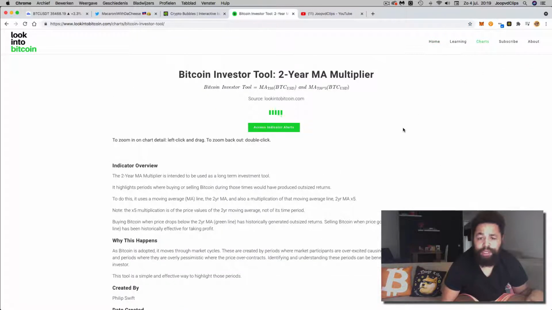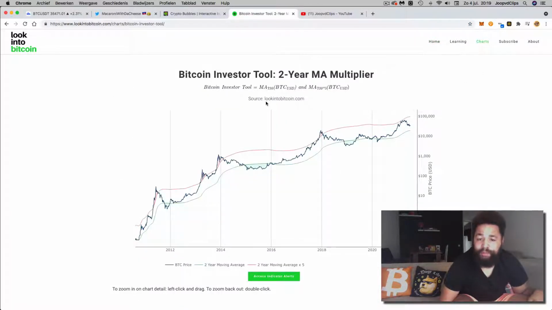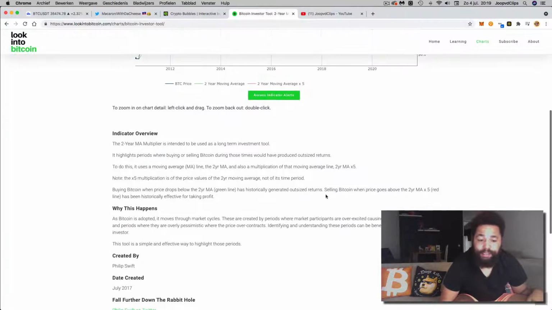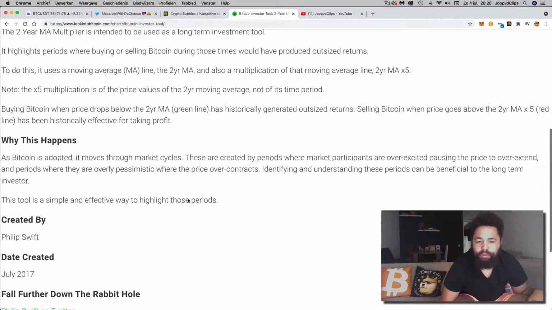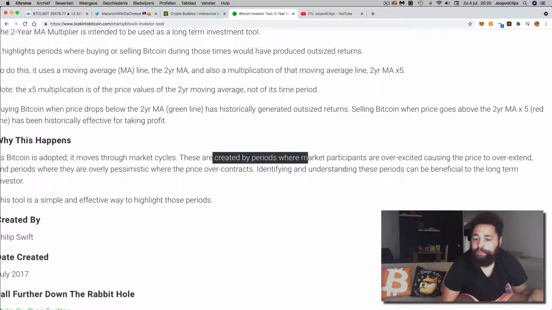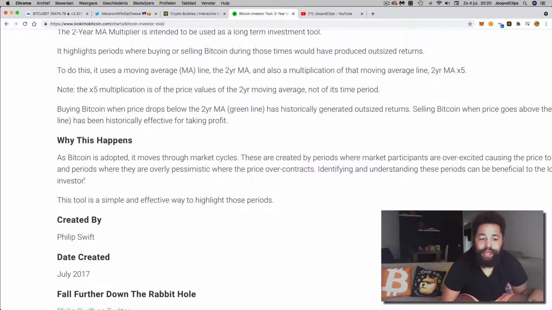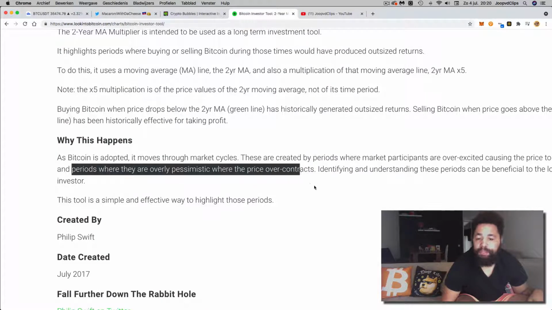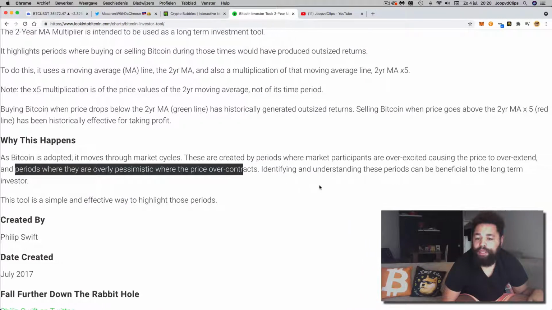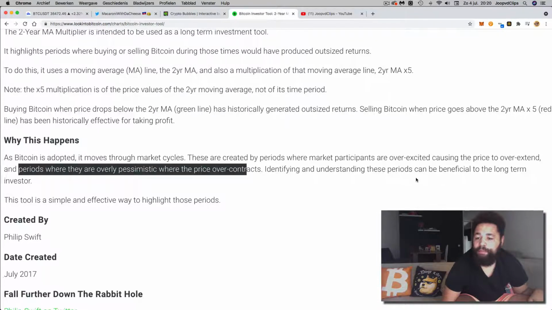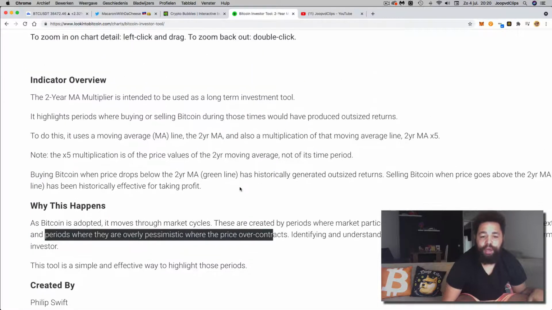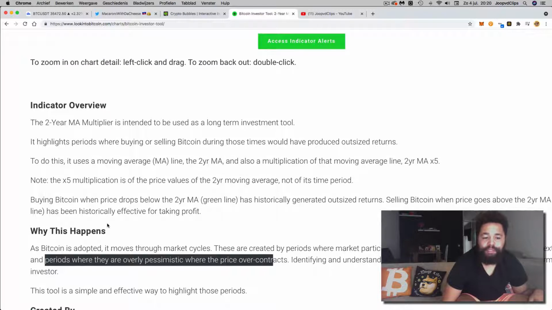So the first chart is the Bitcoin Investor 2-year moving average multiplier. Basically, this chart is telling you that as Bitcoin is adopted, it moves through market cycles. These are created by periods where market participants are overexcited, causing the price to overextend, and periods where they are overly pessimistic, where the price overcontracts. Identifying and understanding these periods can be beneficial to long-term investors. Well, I see myself as a long-term investor.